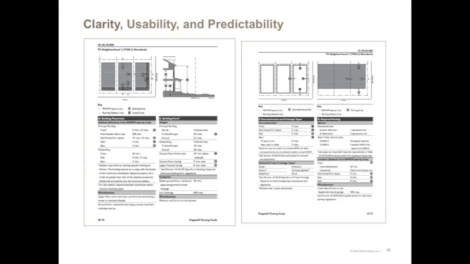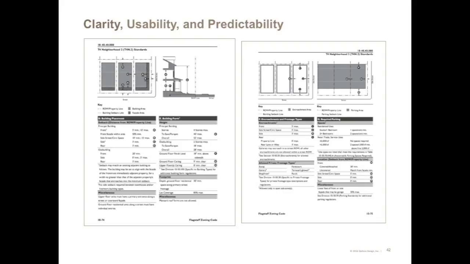What we tend to do is translate those set of rules into a much easier to understand graphic system. So it has a lot of graphics, and it distills a lot of that text down into very simple tables that then tie back to those graphics. So it's highly usable. It's much clearer than a typical way of doing zoning.